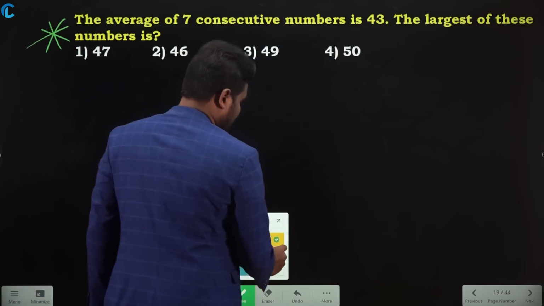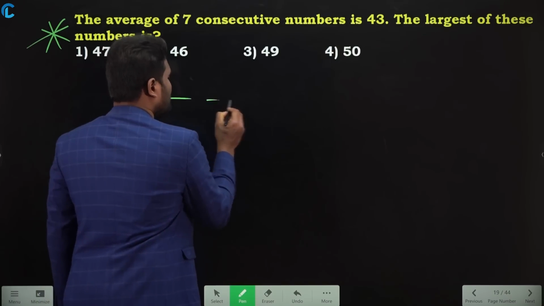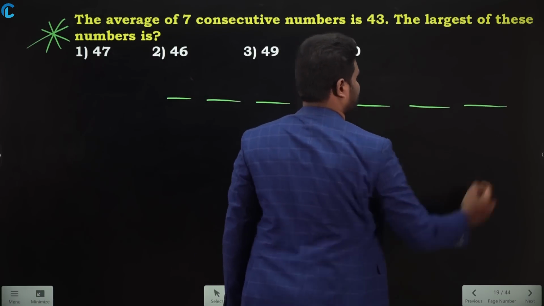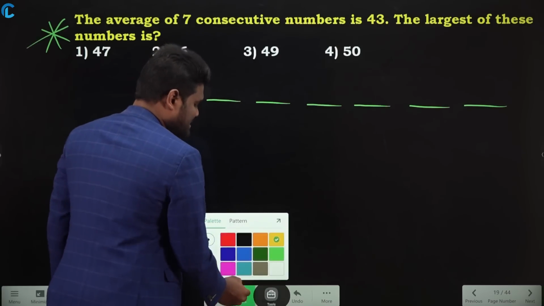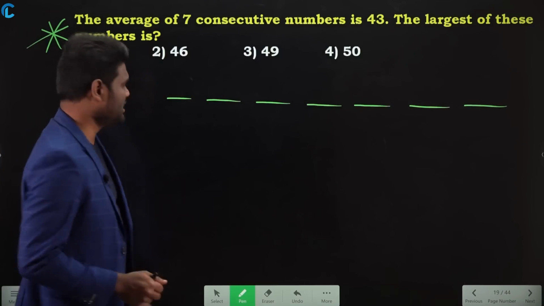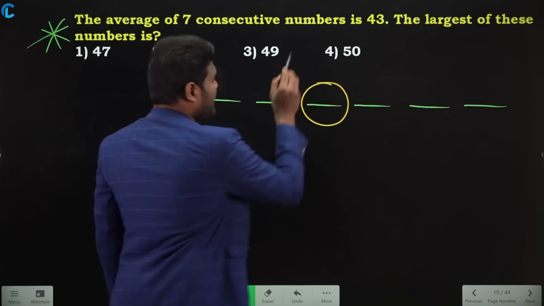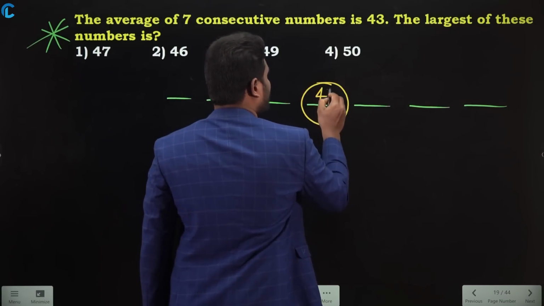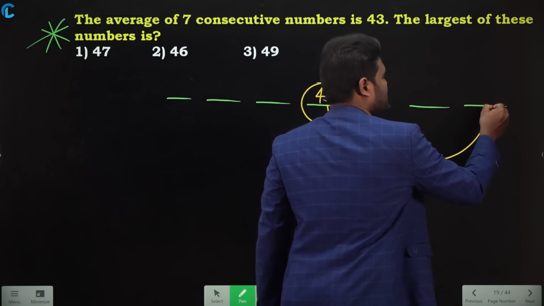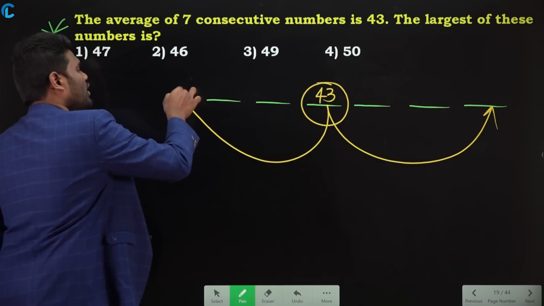Now, in this question, it is said that there are 7 consecutive numbers. Let us take 7 consecutive numbers: 1, 2, 3, 4, 5, 6, 7. For these 7 consecutive numbers, the average is nothing but the middle term, the exact middle term. In the question it is saying that this number is 43, and you are asked to find the highest number. This is your highest number. And sometimes the question may ask you for the lowest number. This is your lowest number.